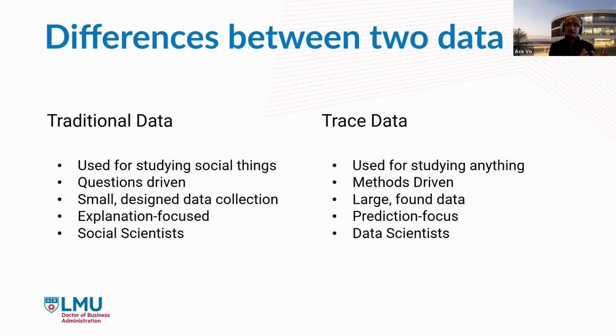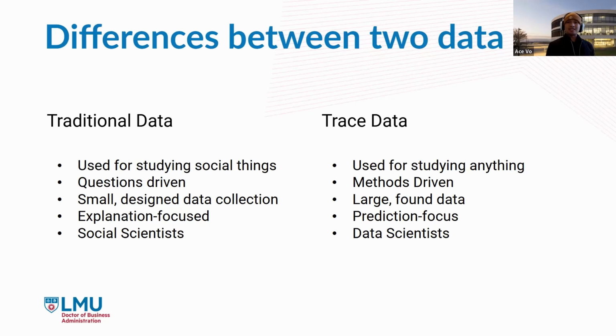Traditional data is very small, with a very designated data collection process. Now, with trace data, we find the data in large oceans of data out there, and we're going to use it for our research. Traditional data is more about explanation, causation as well, in such a form that we can conclude in a very scientific manner, for lack of a better word, but also with a high confidence level, with statistics built in.